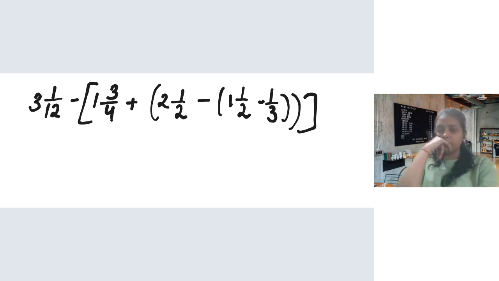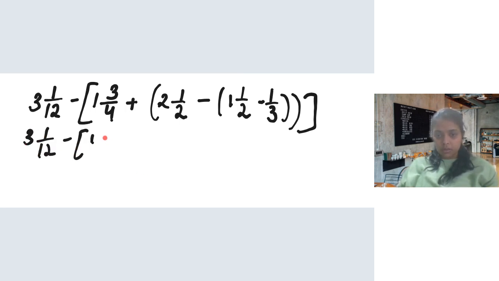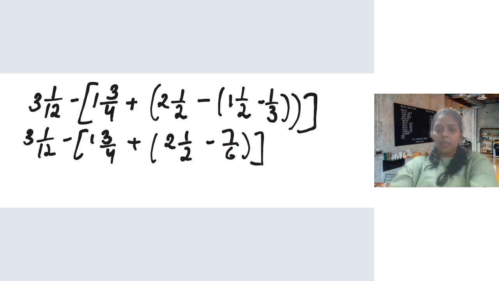Ma'am, I got the answer for the smallest bracket as 7 upon 6. 7 upon 6. Okay. So this becomes the new equation I'll have. You got 7 upon 6 or minus 7 upon 6? 7 upon 6 only. Okay. Now solve it.